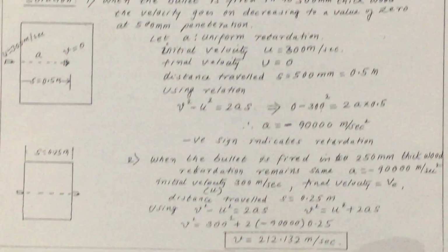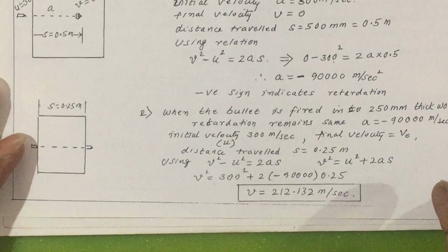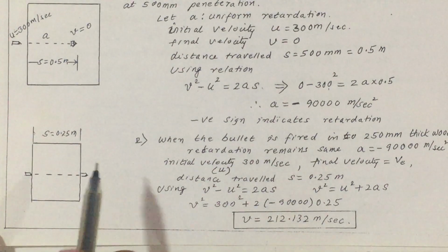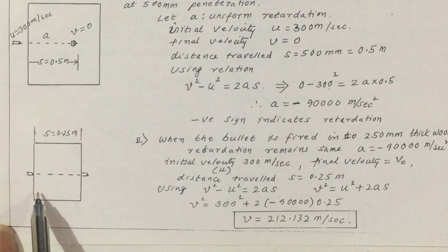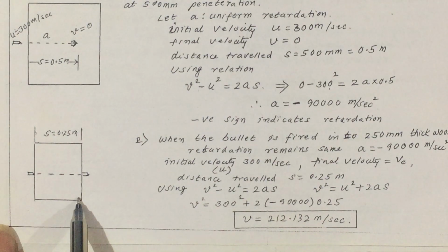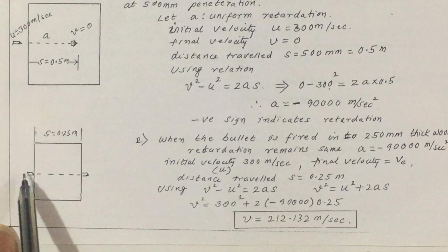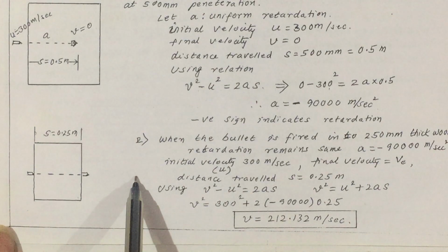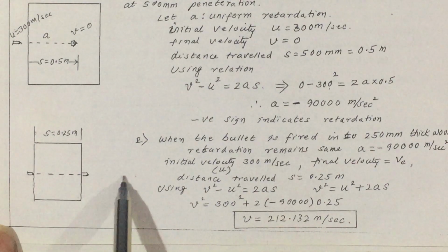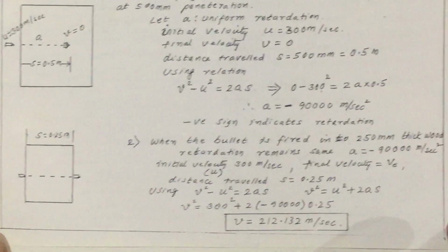So the next case is what? Here the thickness of the wood differs. Here we have only 250 mm thickness. So, what it will do? A bullet will travel into the wood and it will come out. If it comes out, it will come out with some velocity.